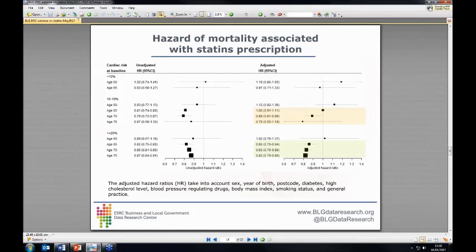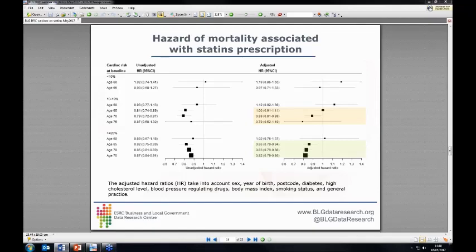The vertical line is at the hazard ratio of 1. In other words, it's the line of null effect, where there is no difference between prescription and no prescription of statins. Any confidence interval that crosses the null effect line does not illustrate a statistically significant result. Hazard ratios smaller than 1 favor statin prescription, and hazard ratios greater than 1 favor no statin prescription.